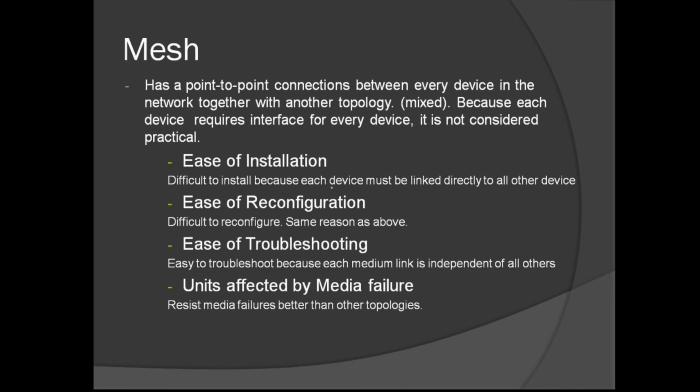Next is units affected by media failure. It resists media failures better than other topologies. Same with the reason of number 3, or ease of troubleshooting. Since we have two networks on one physical topology, you have a backup. So basically, if there's a media failure, you have enough time to troubleshoot. Siguro bibihira na may mangyari na both of the topologies or networks ay masisira. So the units affected are minimal in terms of mesh topology because there's always high availability of the other network if there will be a problem on the other network.